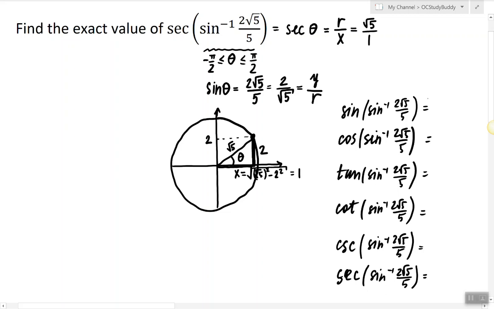So sine of this angle theta will be 2 over radical 5. Cosine will be 1 over radical 5. Tangent will be 2. Cotangent will be 1/2. Cosecant will be root 5 over 2. And secant will be root 5 over 1. So this is how we find or simplify the trigonometric expressions in which a trigonometric function is taken of a trigonometric inverse function.